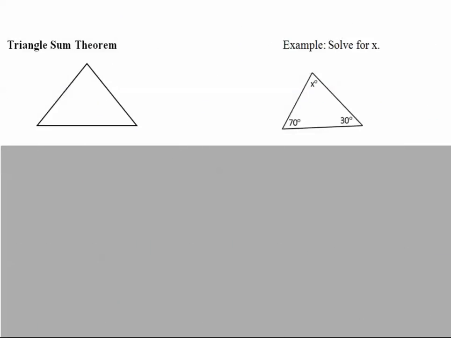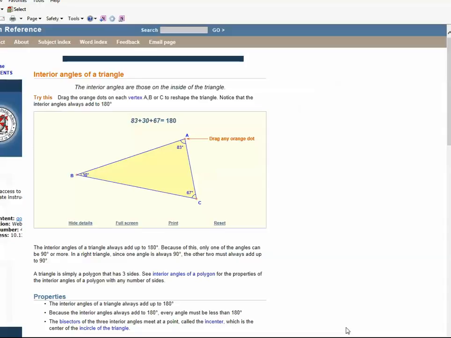Let's talk about two really important theorems for triangles, the triangle sum theorem being one of them. Take a look at this picture where I've got the three interior angles measured in this triangle, 30 degrees, 83 degrees, and 67 degrees. To make it easier, I've shown you what they equal when I add them together. Now I'm going to grab one of the vertices of the triangle and drag it so that I can make it any kind of triangle I want.